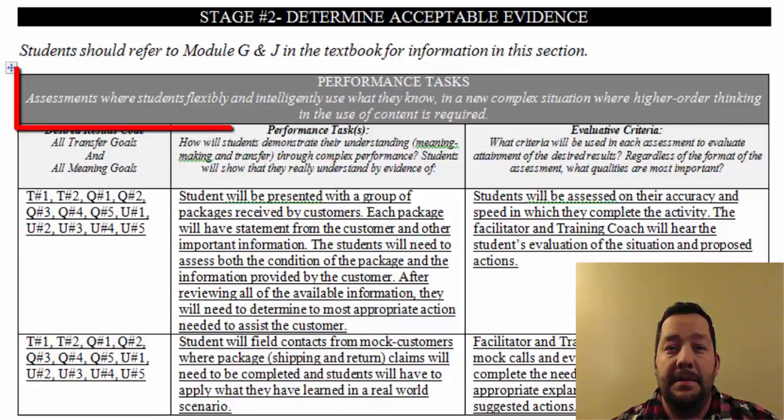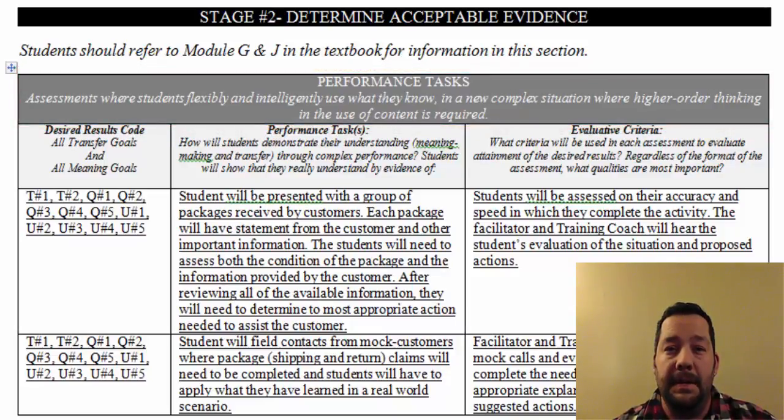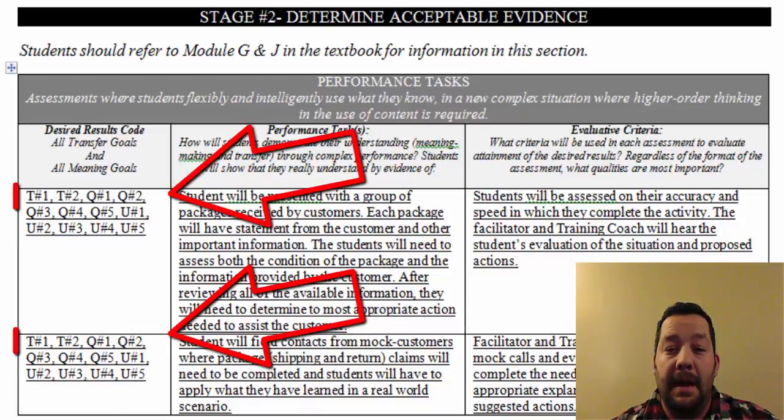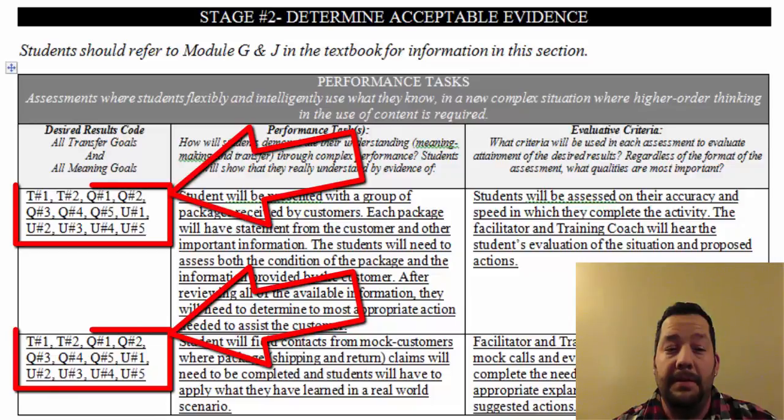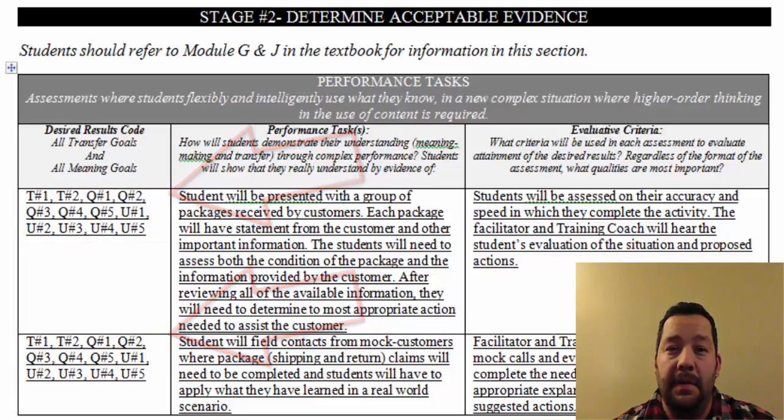The performance tasks are usually something that are a little bit more labor intensive and require more work on both the student and the facilitator. As you can see here for mine, the performance tasks I have chosen both relate back to all of the major topics and the essential questions and the essential understandings that we have covered in our lesson that we are working on. Let's take a look at the performance task that I chose to do.